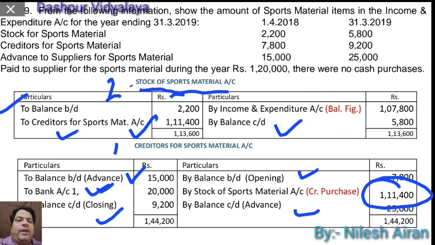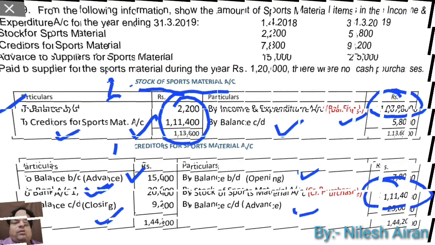So we'll have to make the total of debit side and then we'll have to compare it with the total of credit side. So this 1,07,800 is the difference. It is a loss for the current year. This is the amount of the material consumed during the accounting year, and it will be shown in the income and expenditure account expenditure side.